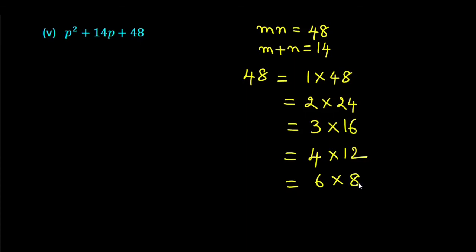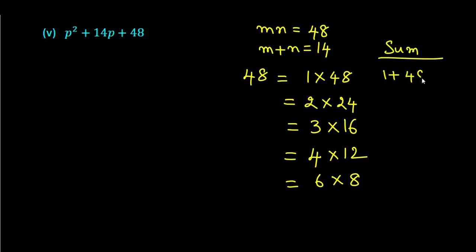8 is covered here. So we have written all the possible pairs of factors whose product is 48. As we have positive number here, positive coefficient here, 14, we can consider only positive factors. Let us find the sum.